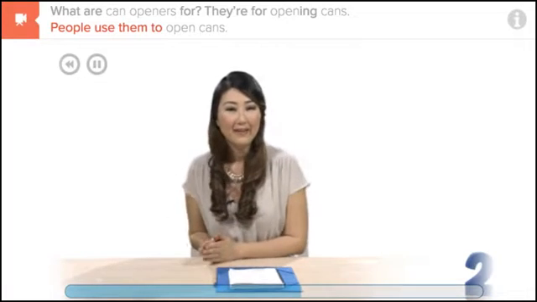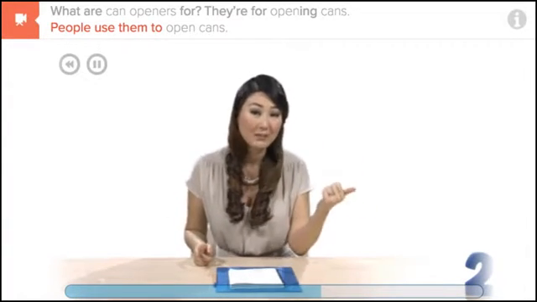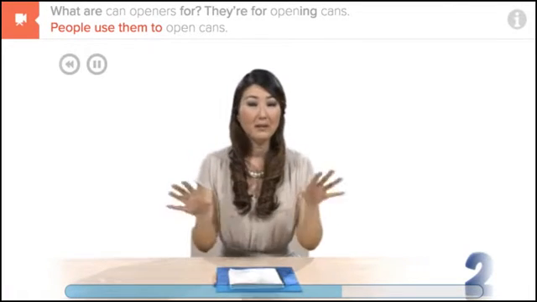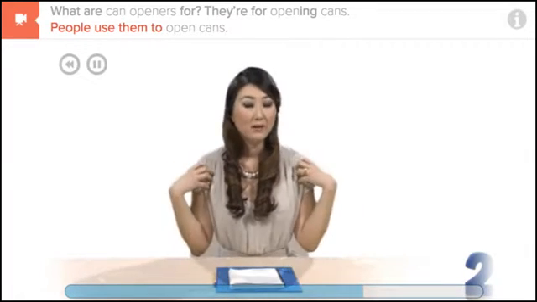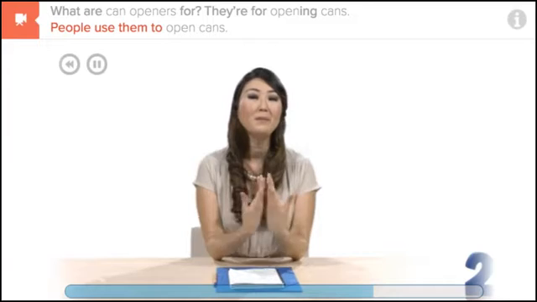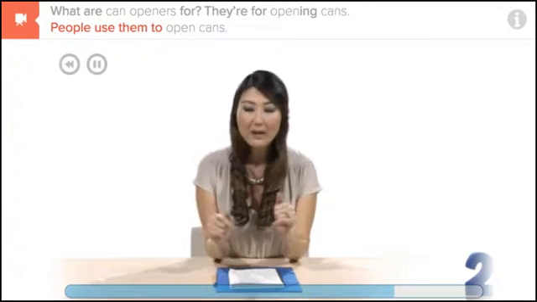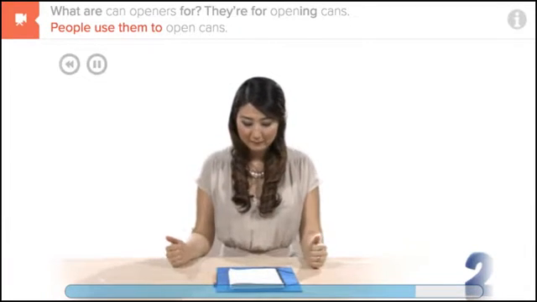Para abrir latas. Aquí no usamos for. En la frase anterior sí, pero aquí no. Para más infinitivo en español, en inglés directamente es to más verbo simple. Por ejemplo, I'm here to teach. Estoy aquí para enseñar. Directamente to teach y ya está. You're here to learn. Estás aquí para aprender.